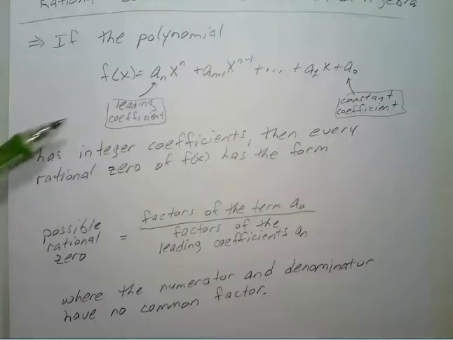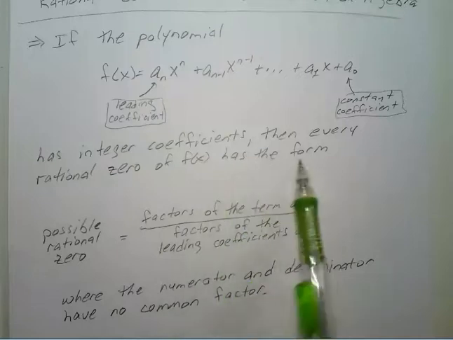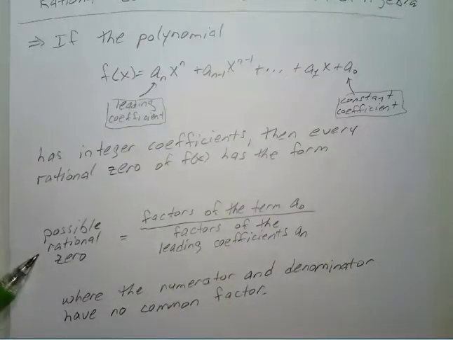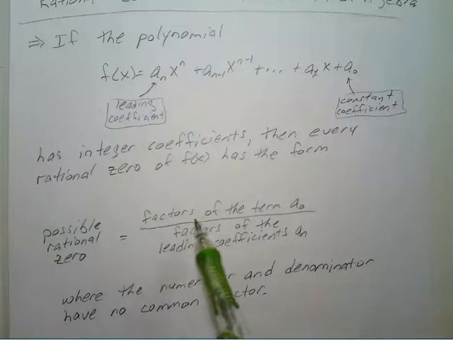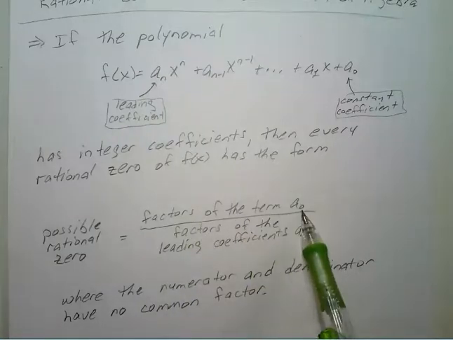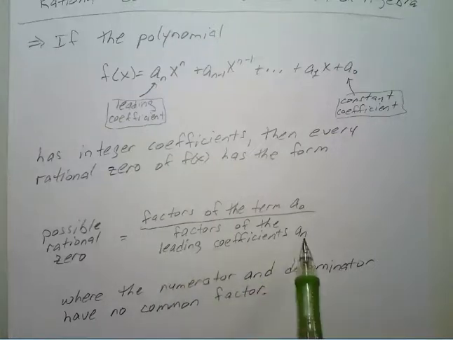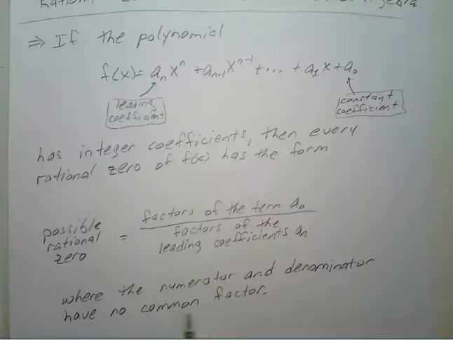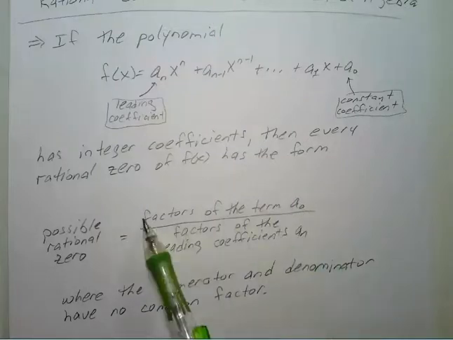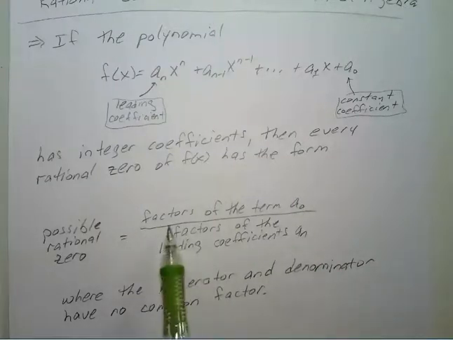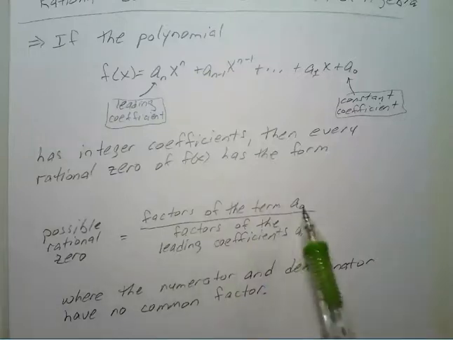If these coefficients are integers, then every rational zero of f of x has the form: the possible rational zero is equal to the factors of your constant coefficient, a sub 0, divided by the factors of your leading coefficient, a sub n, where the numerator and denominator have no common factors. In other words, you can't factor out a common term or constant and simplify it. The entire quotient is in its simplest form.